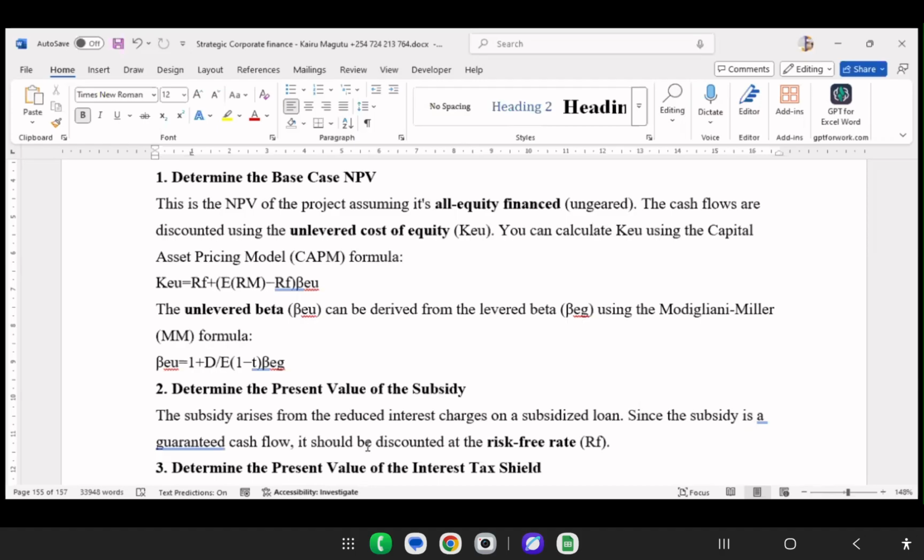Number two, determine the present value of the subsidy. We say that subsidies are benefits that are awarded by the government. So the subsidy arising from the reduced interest charges on a subsidized loan is a guaranteed cash flow. When you are subsidized by the government, we assume that it is guaranteed by the government. It is discounted using the risk-free rate. So step number two, determine the present value of the subsidy.